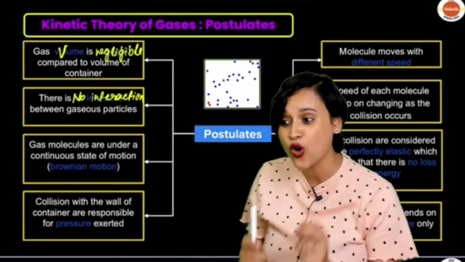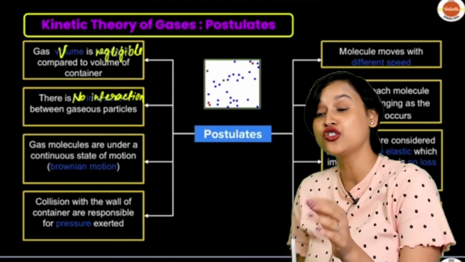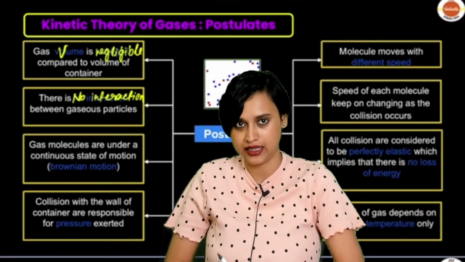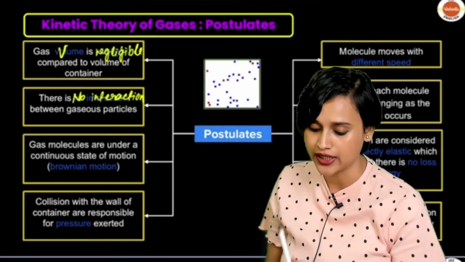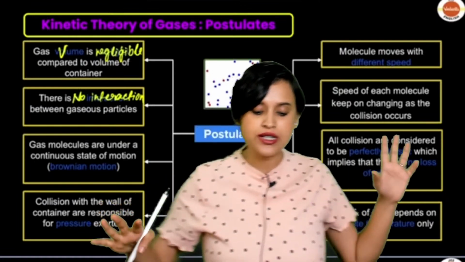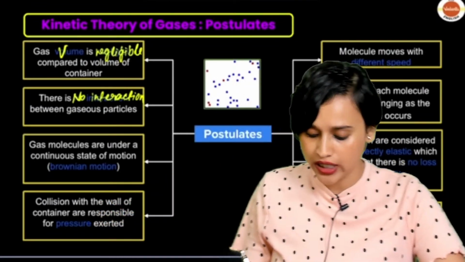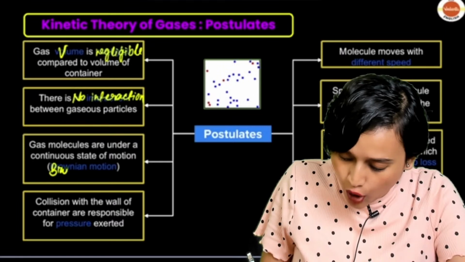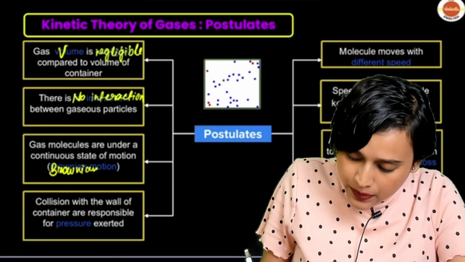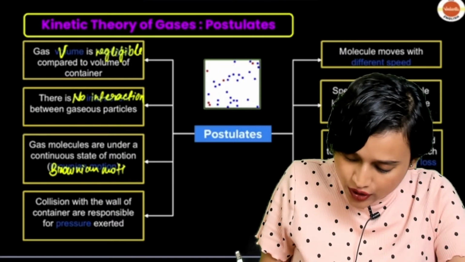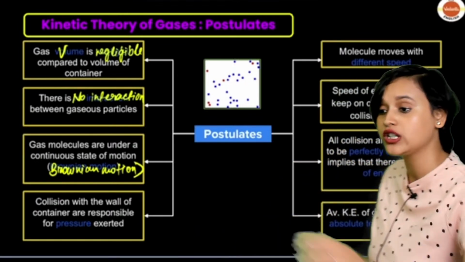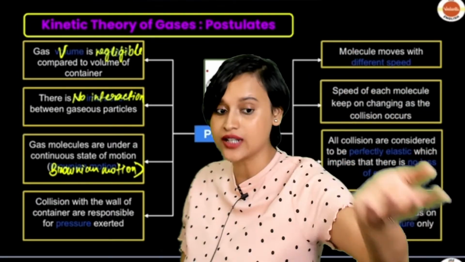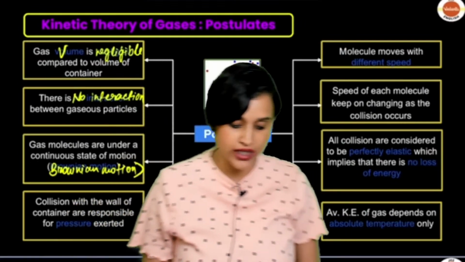Okay, we said that. But see, these are wrong, right? These were postulates. We thought that this was probably right, but this was not right. We will come to that, okay? Then the gas molecules are under continuous state of motion. And what is that motion called? We all know that that is called Brownian motion. That random movement that they are doing, that's called Brownian motion, isn't it?